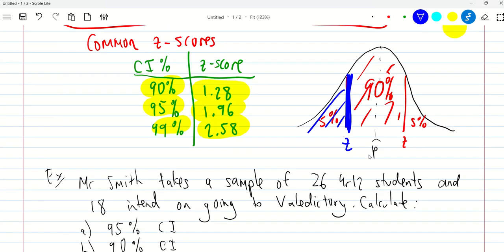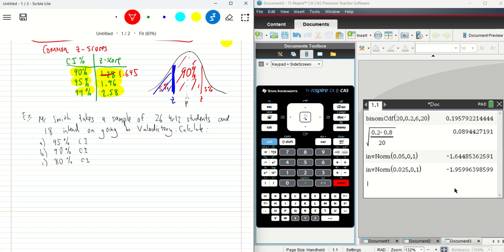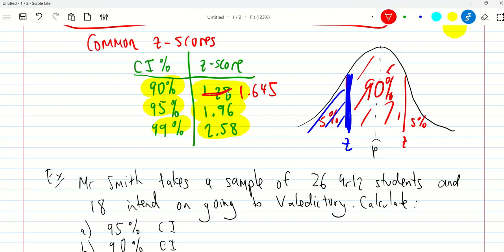Okay, so hopefully that makes sense. So that was a mistake I made there. That's not 1.28, that should be 1.645. Apologies for that in that last video. So 1.645, just to quickly show you that 1.645 is the Z value for that. Okay, so 1.645. All right, so let's have a look at an example.